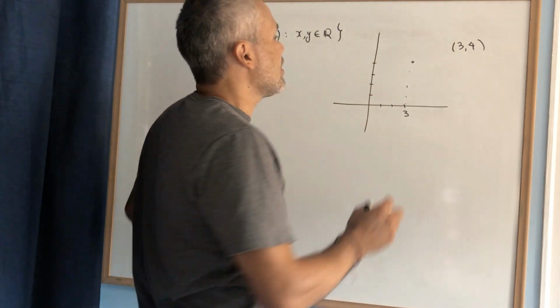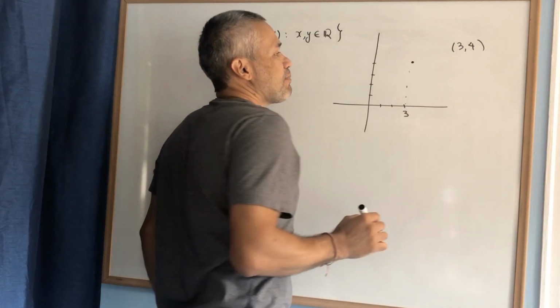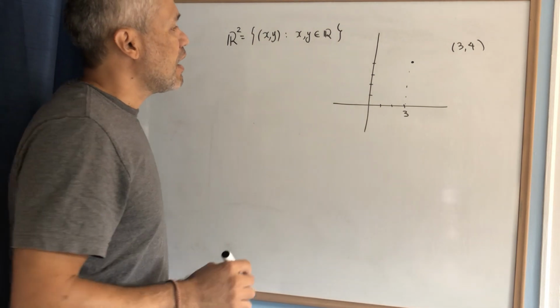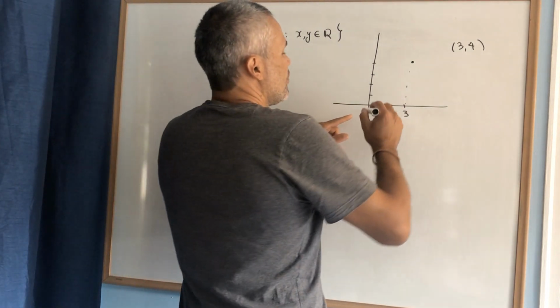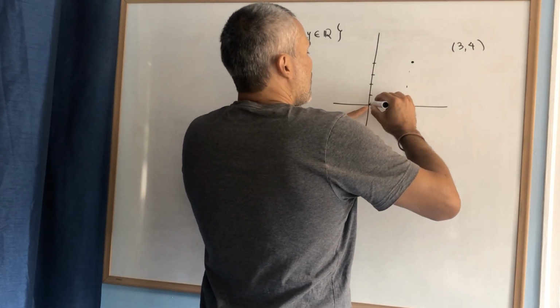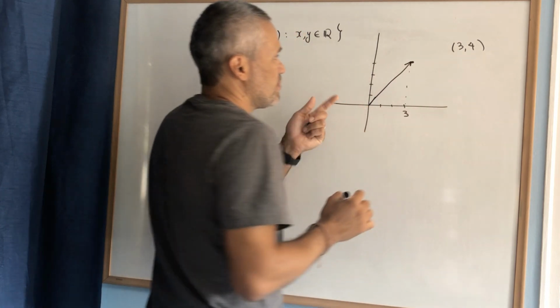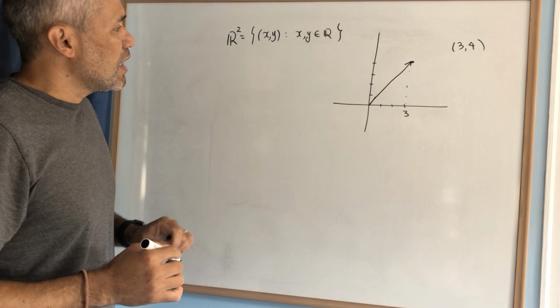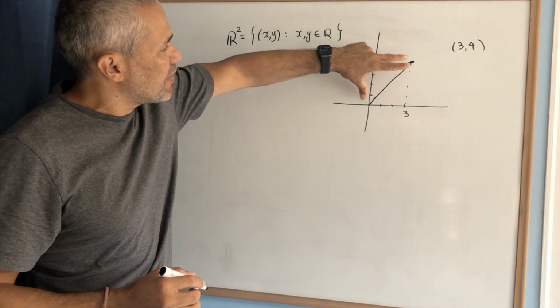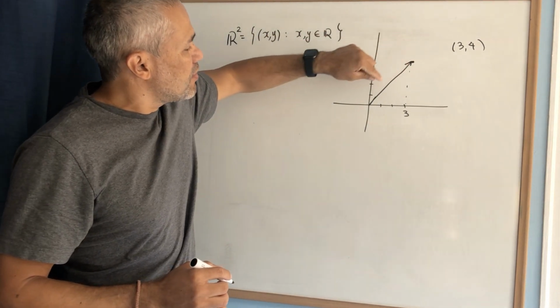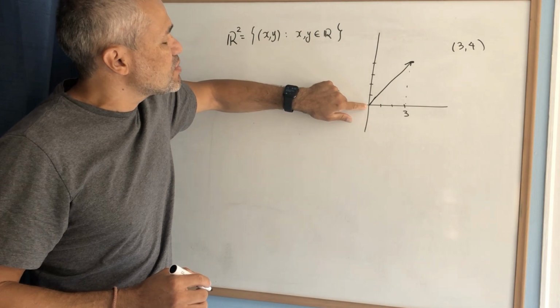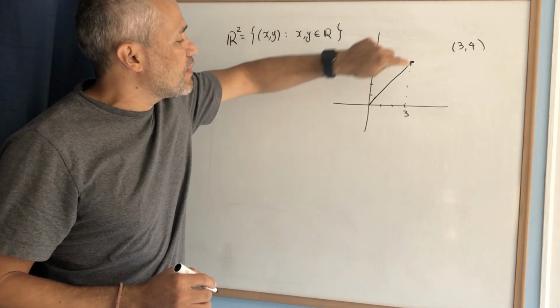I would like to say that there are different interpretations for this (3, 4). It can be viewed as a point in the plane, and also as an arrow that goes from (0, 0) to (3, 4). That means it can be viewed as a vector. When we view it as a vector, we can think of it as the vector that starts at (0, 0) and ends at (3, 4).